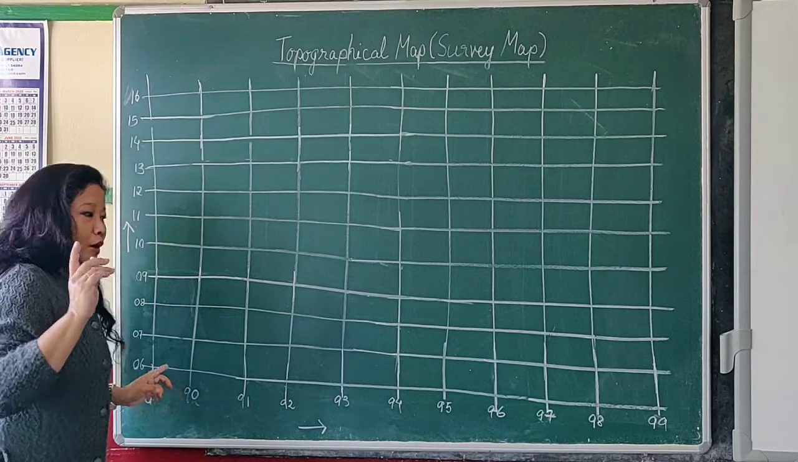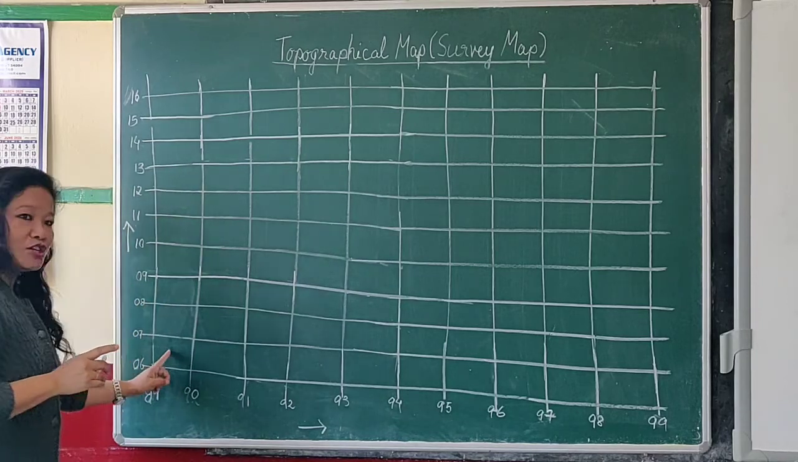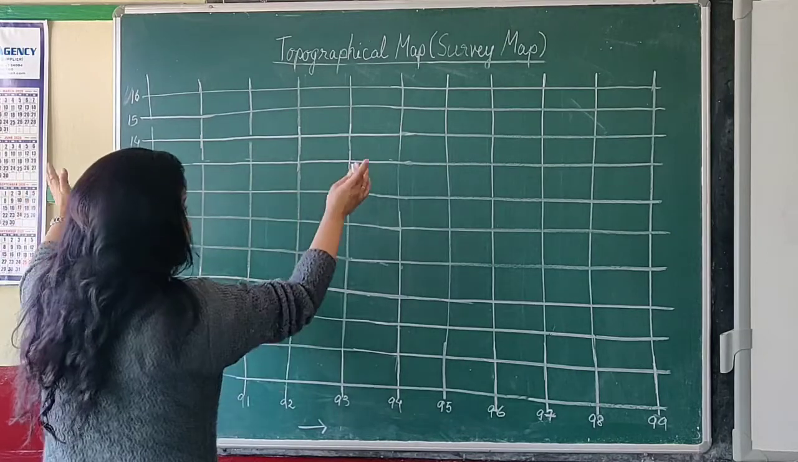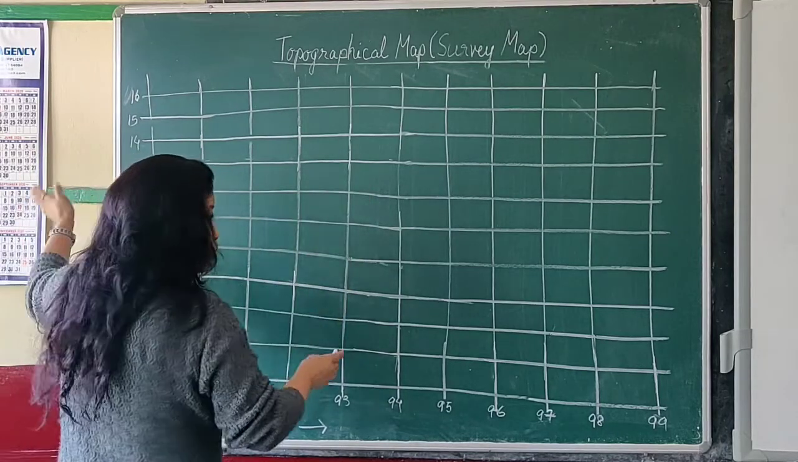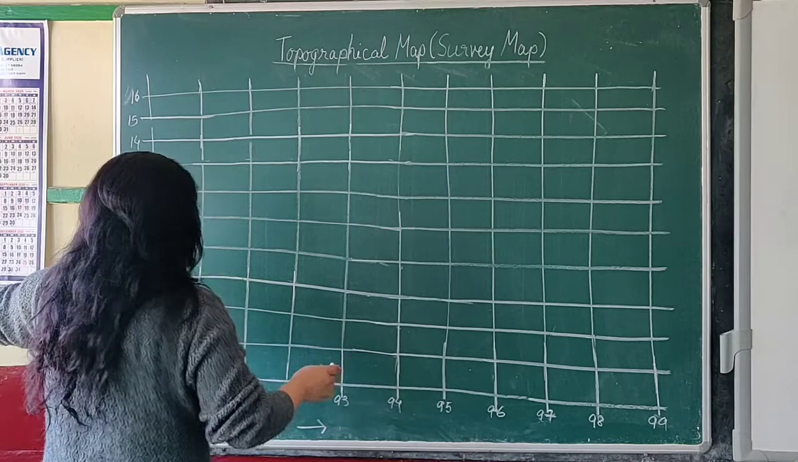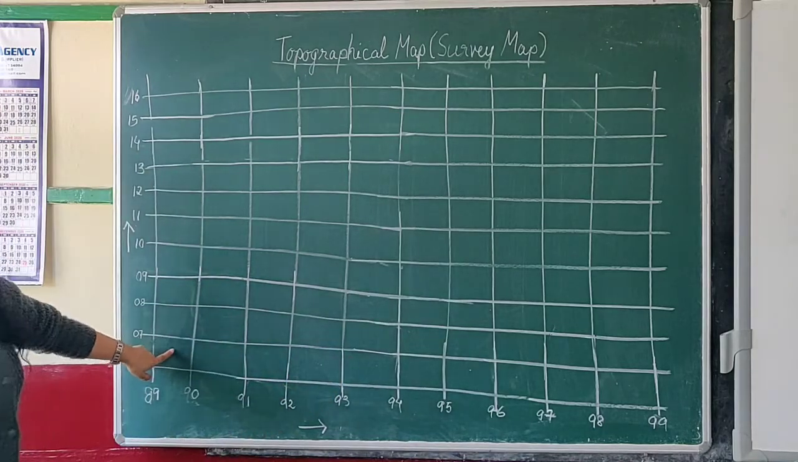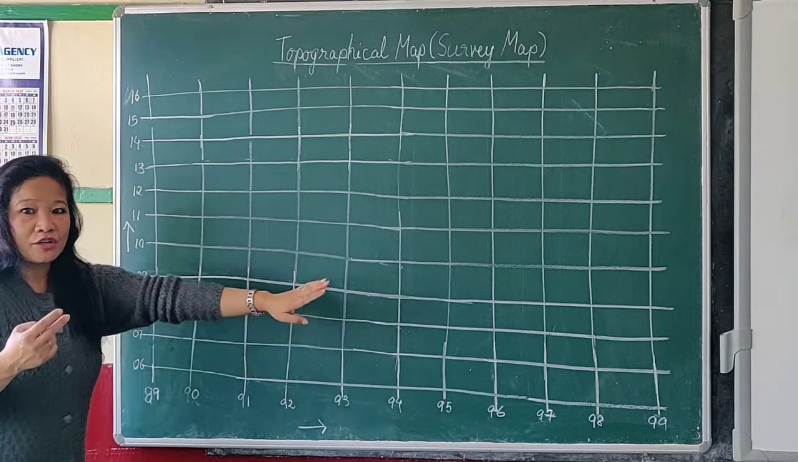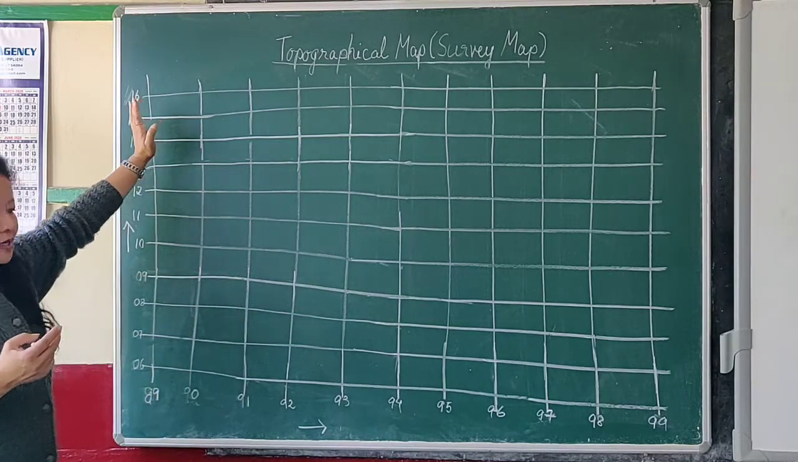Now, one part that you have to remember is that the first square, this is your left hand side. I am facing towards the board, and this one is the left hand side. Remember, the first square will be counted twice, for both the horizontal reading as well as for the vertical reading.